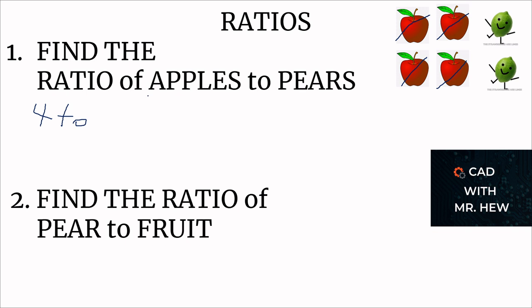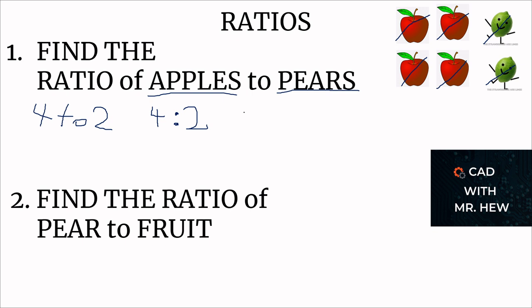Let's count. So we counted the apples a while ago. We need to count how many pears now. So we have 1, 2, 2 pears. Okay? So it's 4 to 2. In the previous video, we showed you the 3 different ways in which you could present the ratio. So I'm going to show you again. So another way you can write this ratio of 4 to 2 is writing 4 colon 2.